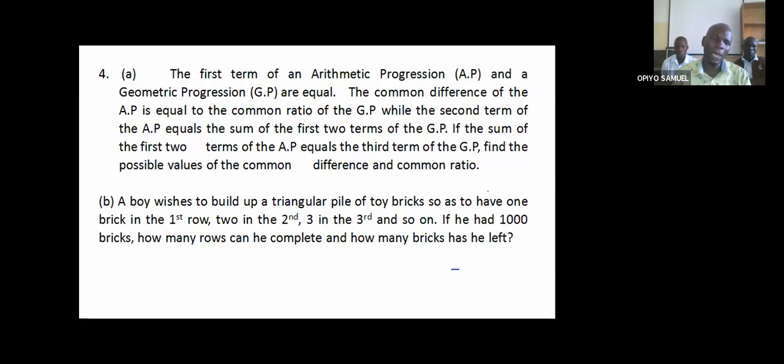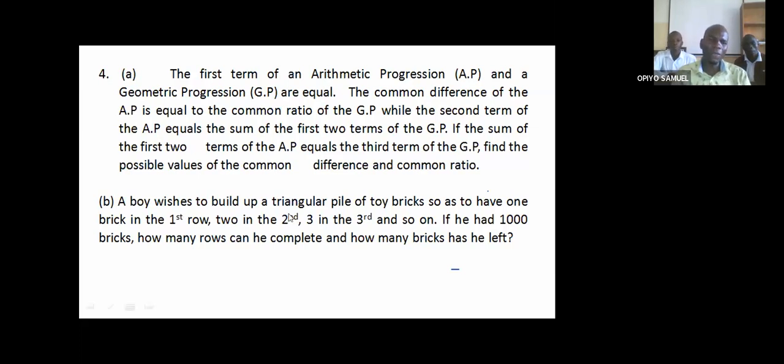So that is part 1. And then part 2, we have a boy who wishes to build up a triangular pile of toy bricks, so as to have 1 brick in the first row, 2 in the second row, 3 in the third row, and so on. If the boy had 1,000 bricks, how many rows can he complete? And how many bricks has he left?